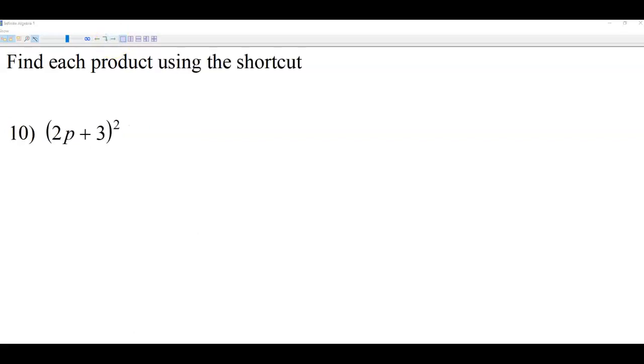Number 10 says, let's use this shortcut. Now, you could use the box if you want to. Shortcuts are nice, though. 2p plus 3 squared means that we have 2p plus 3 times 2p plus 3. Now, once again, you could do a box on this if you wanted to, but I'm going to use the shortcut. The shortcut is as follows.